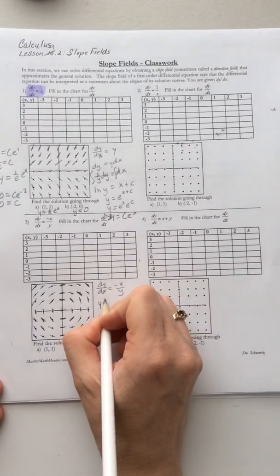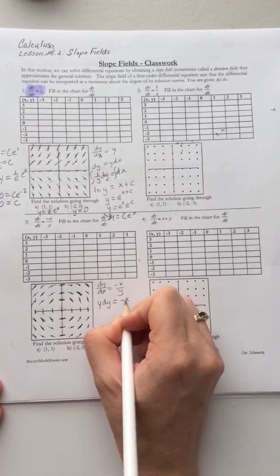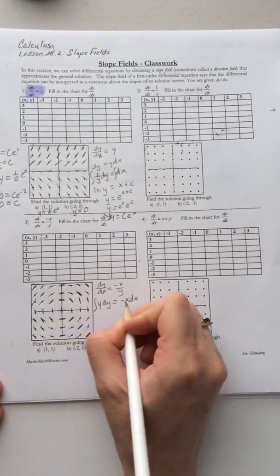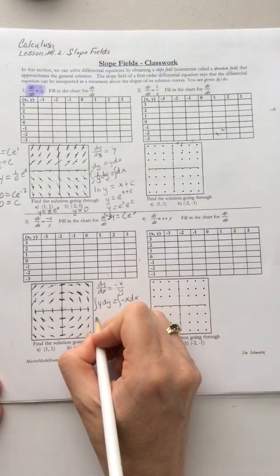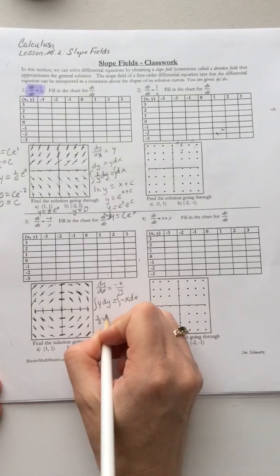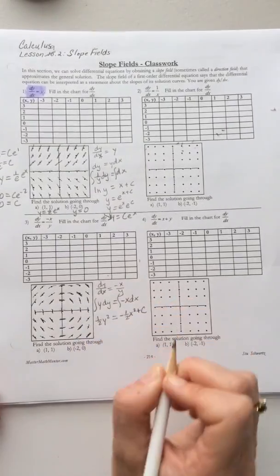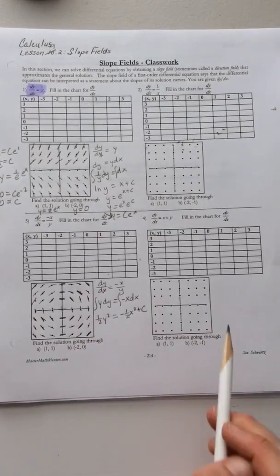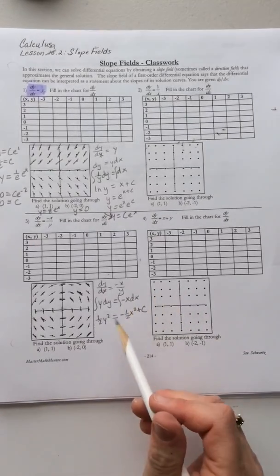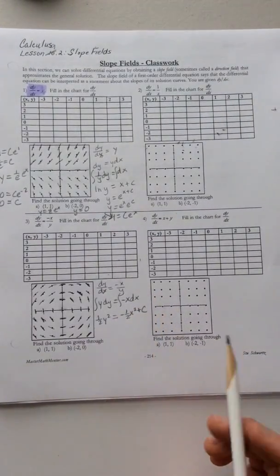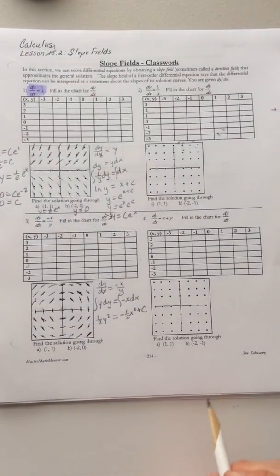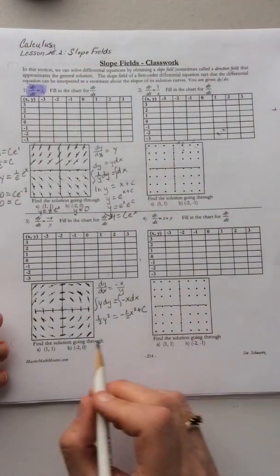So we get y dy equals negative x dx. We need to integrate both sides. So 1/2 y squared equals negative 1/2 x squared plus c. Always add your plus c. Doesn't really matter which side, but add it to one side, and it's easier if you add it to the x side because our goal will be to solve for y.